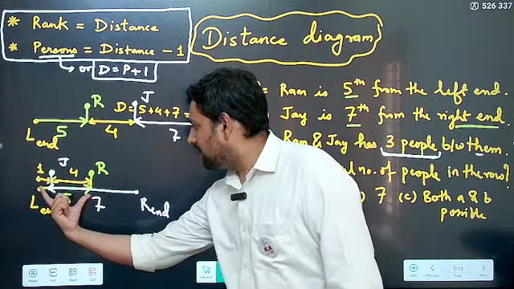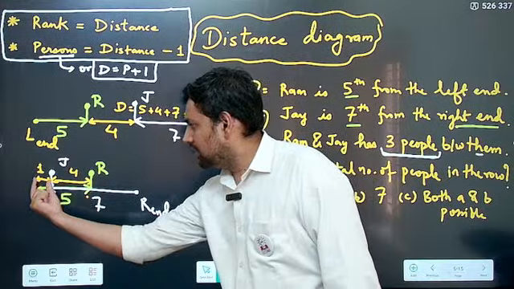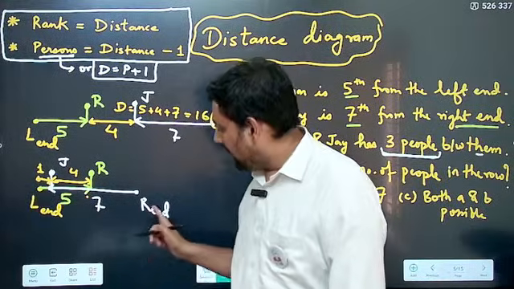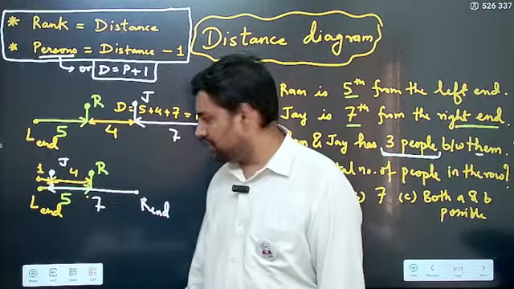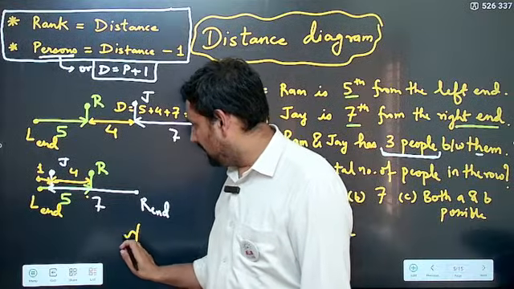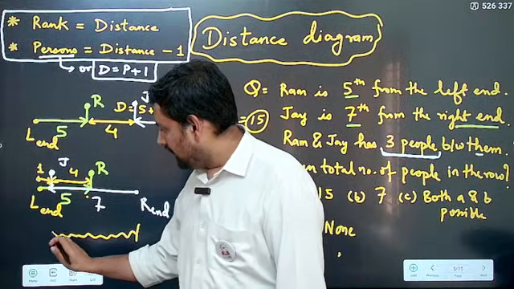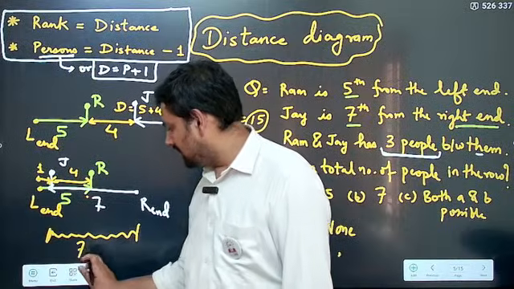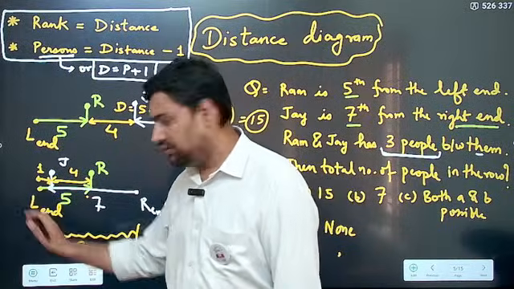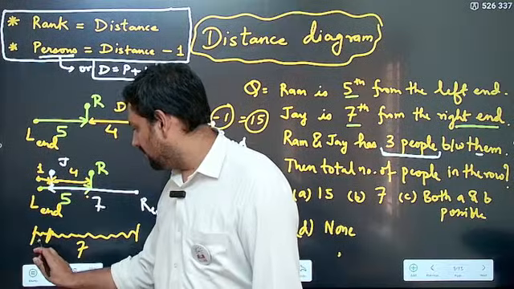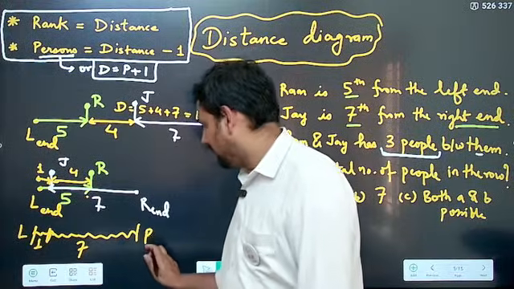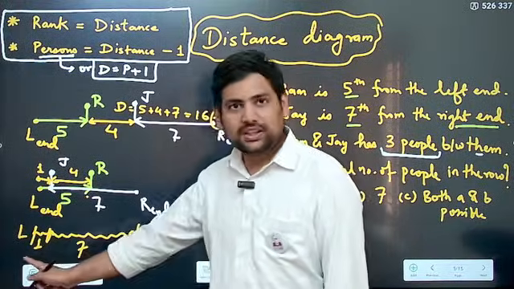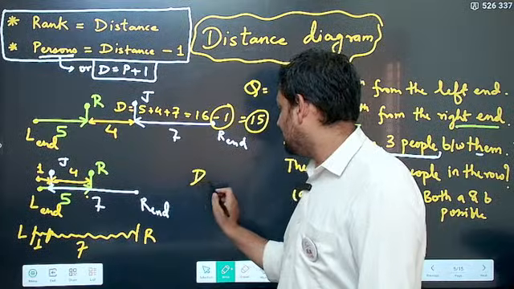Correct? This green length was 5. This is 4. So this small length becomes 1. Now if I am calculating from right hand to left hand, what is the distance? So I start from here. I go with the white line. I reach here. This is what? This is 7 till here. Then I have to go one more to reach the left end. So it becomes 7 plus 1. That is, distance is equal to 8.